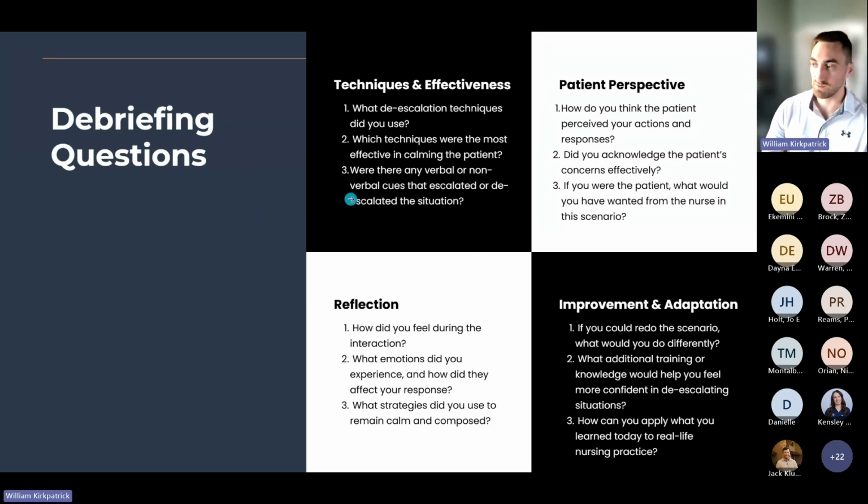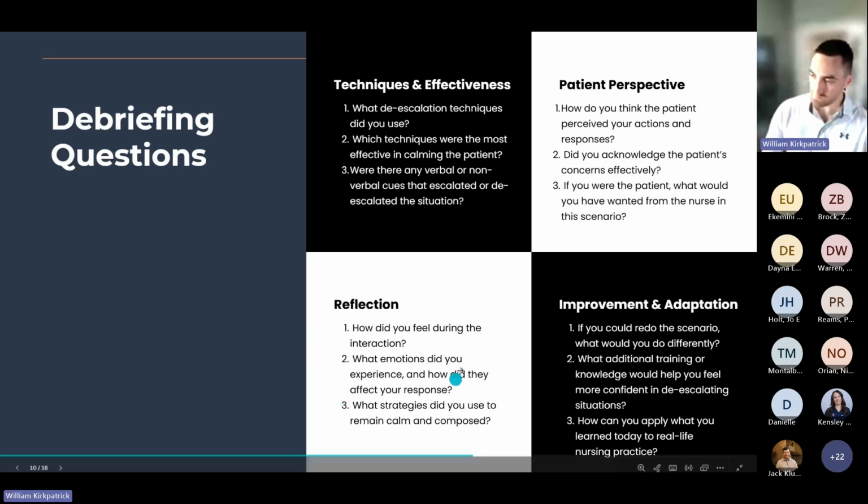So these are some of the debriefing questions that we've used in our simulations after they do a de-escalation scenario. Going over techniques and effectiveness, we could ask questions such as: what de-escalation techniques did you use? What techniques were the most effective in calming the patient? And then going over to the patient perspective, helping them understand that: how do you think the patient perceived your actions and responses? Did you acknowledge the patient's concerns effectively? And then, if you were the patient, I thought that was a good question: what would you have wanted from the nurse in this scenario? Sometimes, depending on the scenario, you can't answer all of them, but it is nice to get both your perspective and try to get the patient's perspective based off your actions.